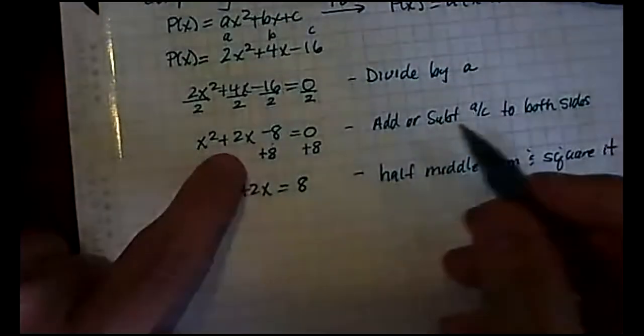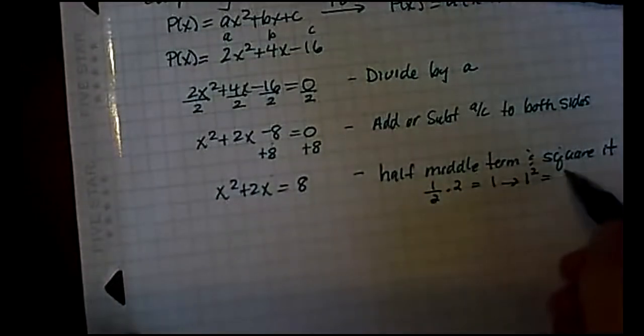All right, so we're going to take half of the middle term. So this is going to be half of 2. This is 1/2 times 2. What's half of 2? It's 1. And then we're going to take 1 and square it, and that's 1 times 1, so that's going to equal 1.